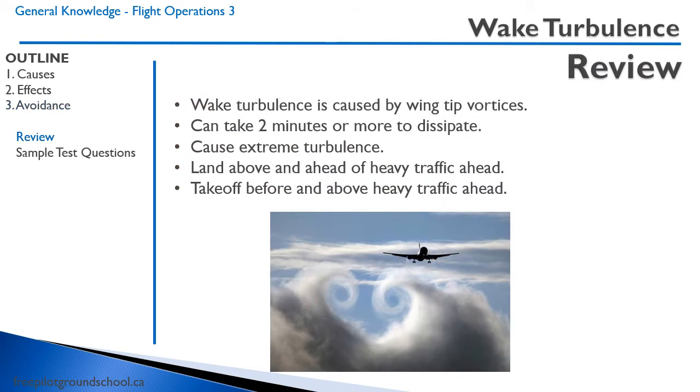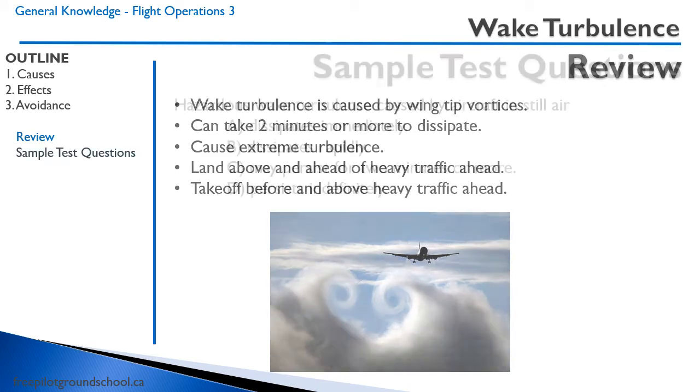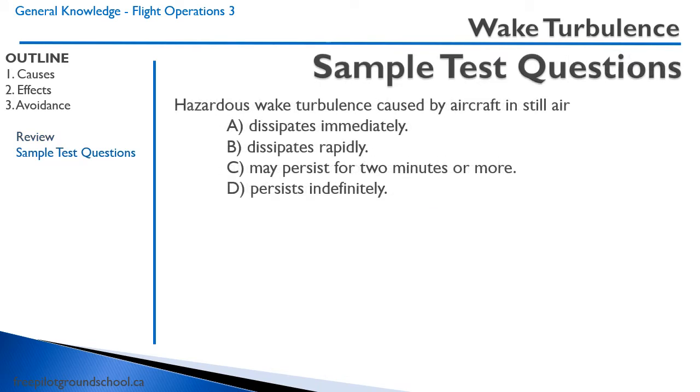Let's review. Wake turbulence is caused by wingtip vortices. It can take 2 minutes or more to dissipate, and when it does dissipate, it dissipates slowly. It can cause extreme turbulence, exceeding the control capabilities of your aircraft. If you cannot wait this required amount of time, you can land above and ahead of the heavy traffic ahead, or take off before and above the heavy traffic ahead. Let's go through some sample test questions.